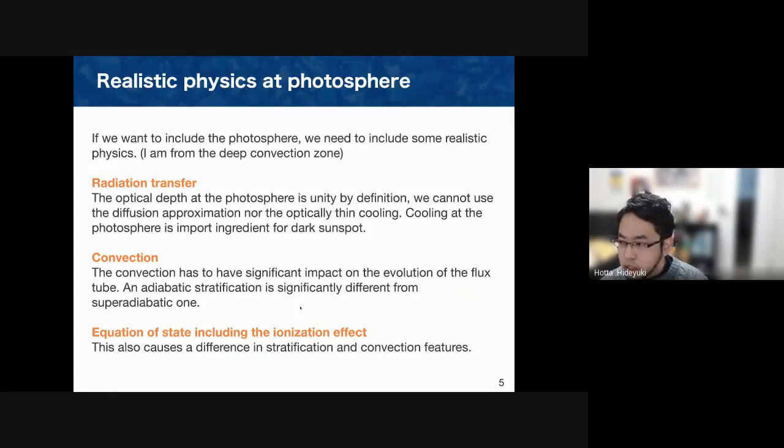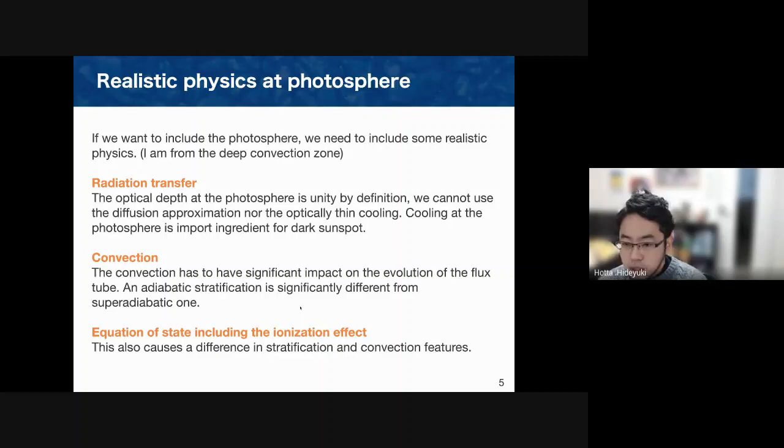So in the deep convection zone, the helium and the hydrogen are completely ionized, so we can use the equation of state for the ideal gas, the perfect gas. But in the photosphere, the hydrogen and the helium are not perfectly ionized, so we need to consider these effects in the equation of state. This also impacts the stratification and the convection, so we need to include these things in studying the photosphere.